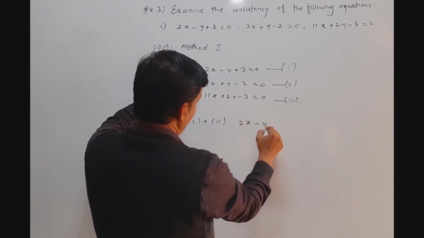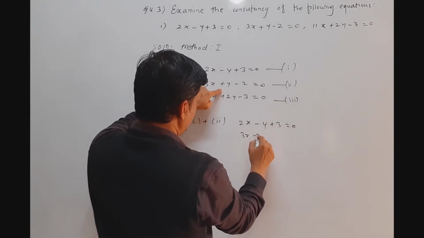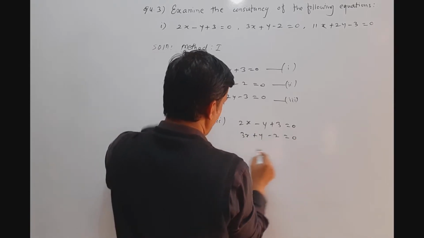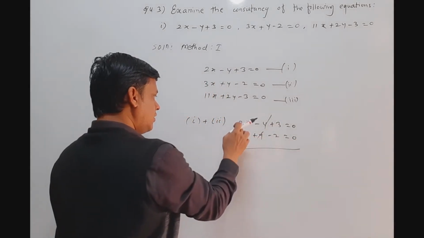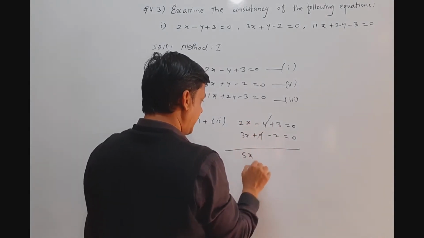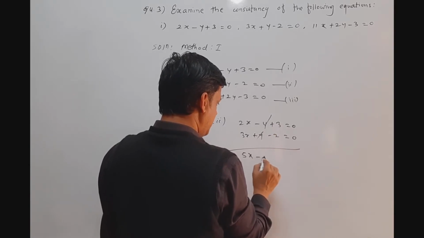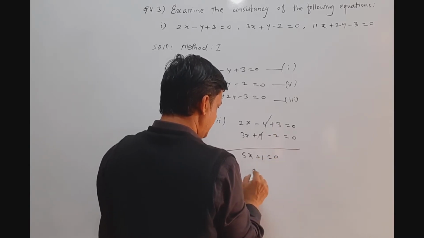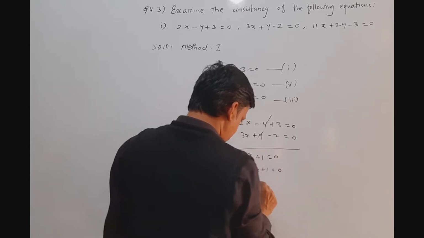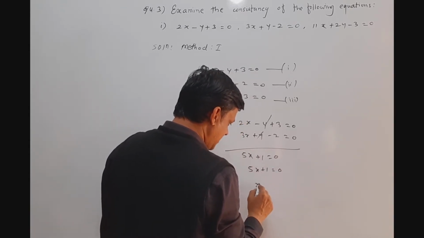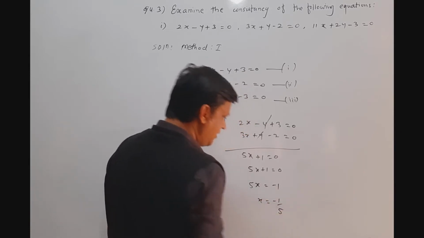2x minus y plus 3 equals 0, 3x plus y minus 2 equals 0. After adding, plus y and minus y get cancelled. 2x plus 3x we get 5x. So 3 minus 2 we get plus 1 equals 0. That means 5x plus 1 equals 0. We write this as 5x equals minus 1. So x equals minus 1 by 5.